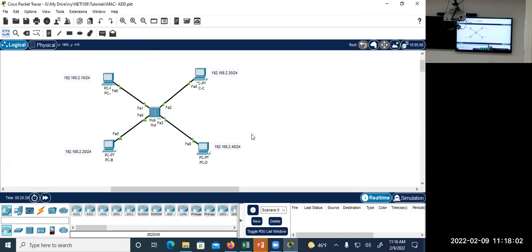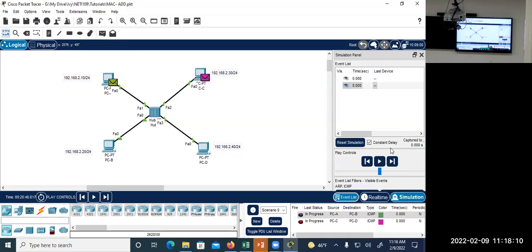So now let me do it again. I bring this one, and I bring this other one here. Now simulation. See, send. Send here. You have the fire. You have a collision. That's why you are not able to transmit at the same time. You cannot transmit from this one to this one and this one to this one at the same time. You cannot do it in the hub because the hub is half duplex.